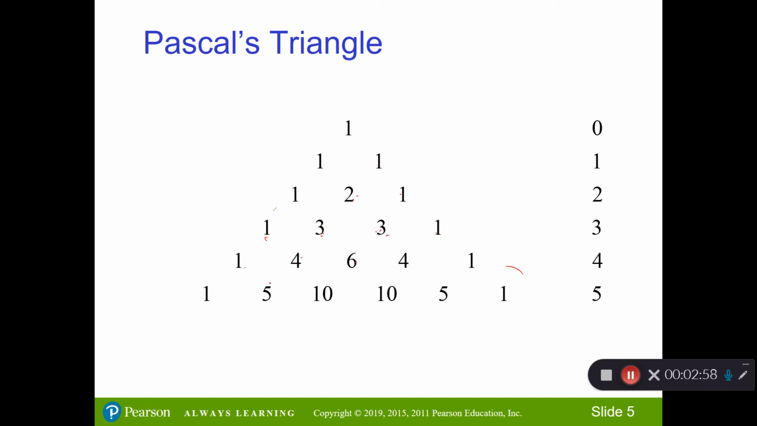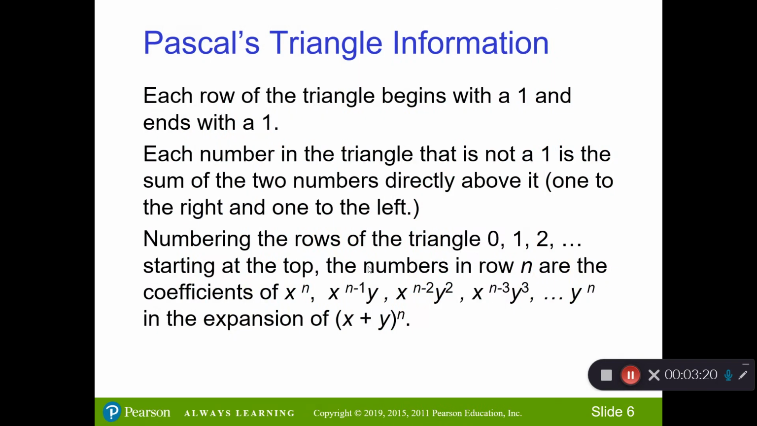And then 1 plus 4 makes 5. 4 plus 6 makes 10. 6 plus 4 makes 10. 4 plus 1 makes 5, and so on. So my next row would go 1. 1 plus 5 is 6. 5 plus 10 is 15. 10 plus 10 is 20. 10 plus 5 is 15. 5 plus 1 is 6, and then a 1. And I keep going with that pattern however far I need to generate Pascal's triangle.